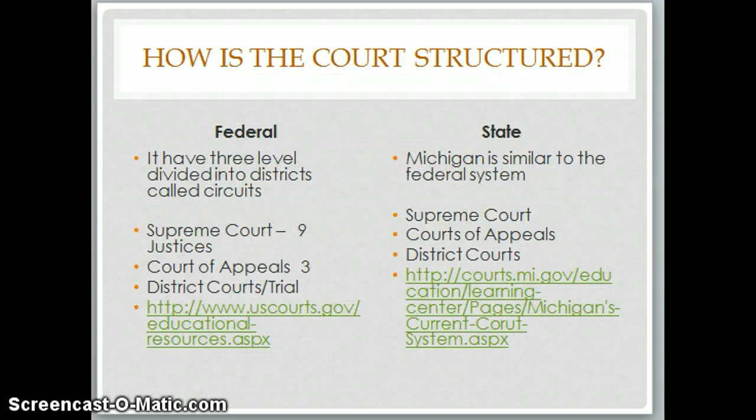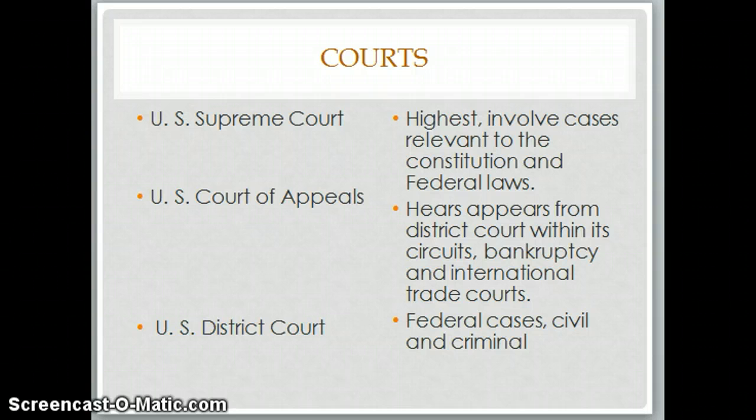How is the court structured? Federal and state. They both have three levels: Supreme Court, Court of Appeals, District Court. The U.S. Supreme Court is the highest court. It involves cases relevant to the Constitution and federal laws.